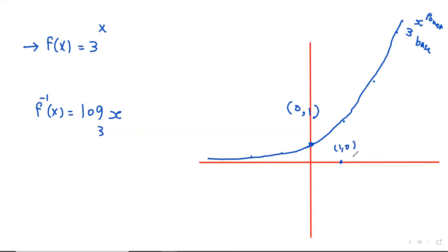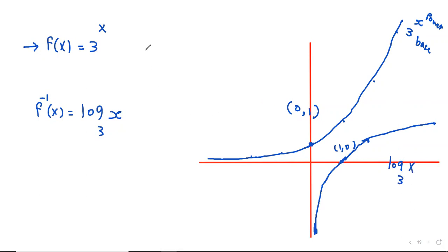And if we take a value like 3, you will find it's 1. And if you take a value like 9, log 9 will be 2. So you will find the curve is going up here. And when taking some values between 0 and 1, you will find this curve is going down. This is the graph of log x in the base 3.